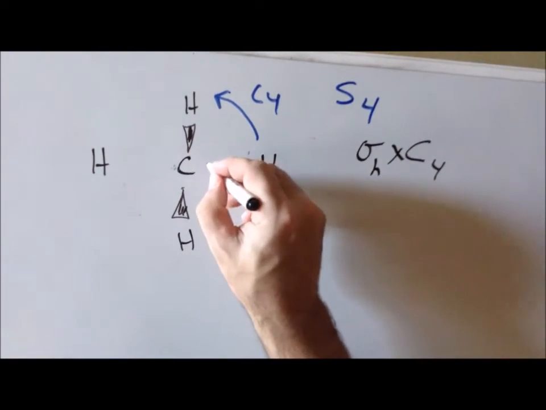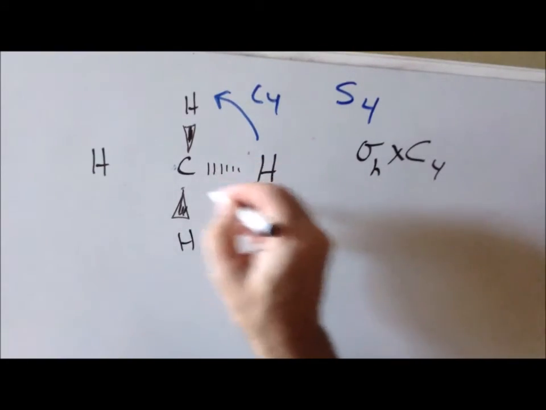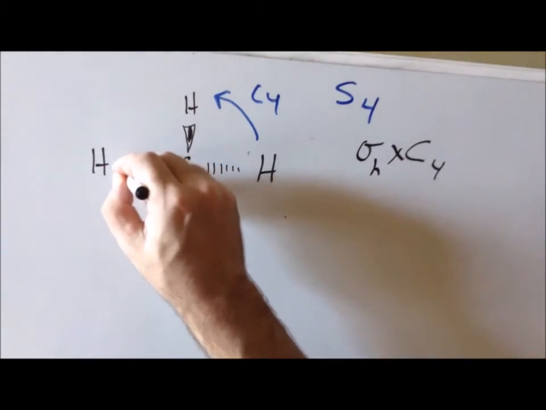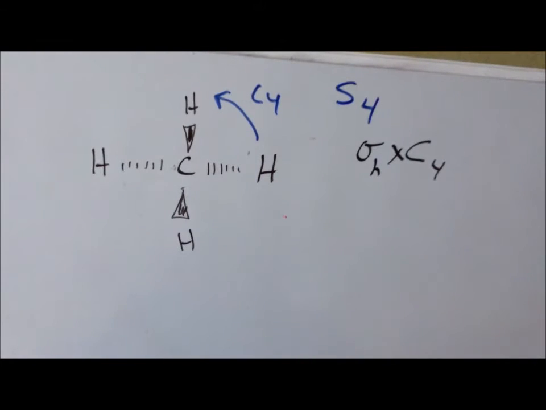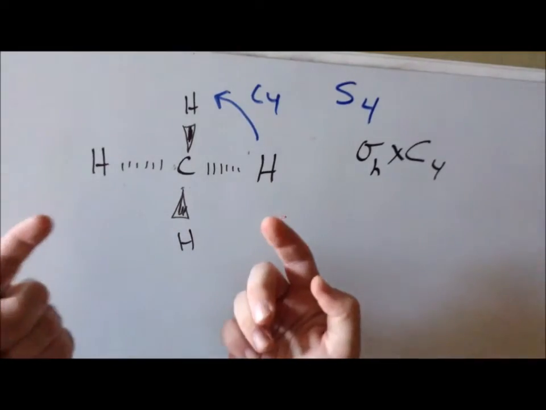And we notice that the molecule does look different after I've done C4. I can recognize that it's changed because the horizontal hydrogen atoms used to be forward, and now they're back. So there has been a change. So C4 itself is not a symmetry operation of the group.